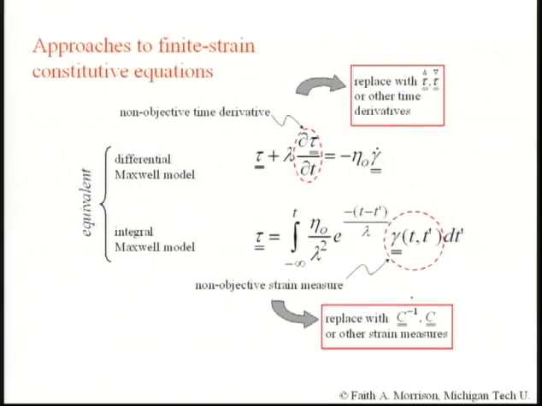If we take the time derivative and replace it with the upper convected time derivative, we get the upper convected Maxwell model. If we replace it with any of the others that were on the previous slide, we get the lower convected Maxwell model or the co-rotational Maxwell model.